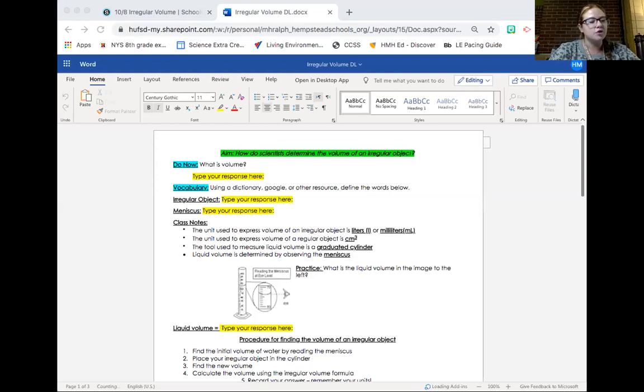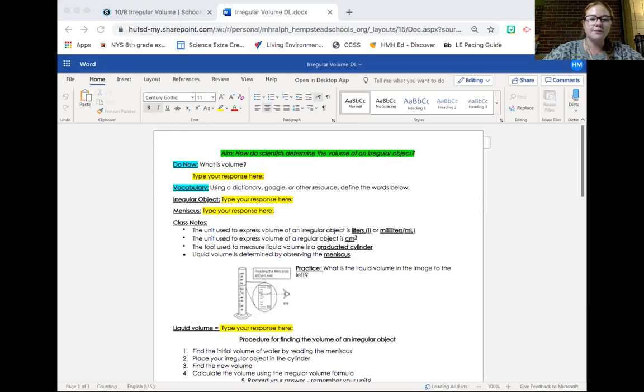Irregular objects don't necessarily have a clear length, width, and height. So this object here, this rubber stopper, I can't take a ruler and measure this, right? So I need to find the volume in a different way. So let's review. What is volume? Pause here to write your answer on your worksheet and then press play when you're ready to move on.